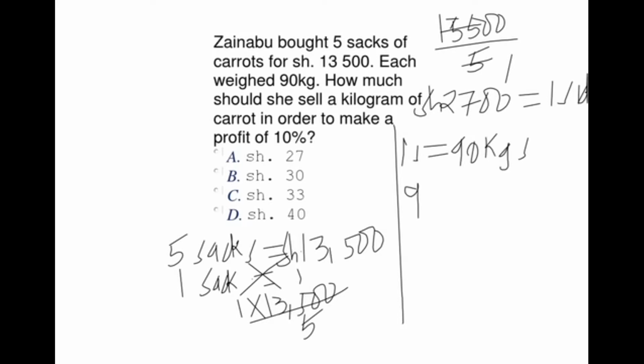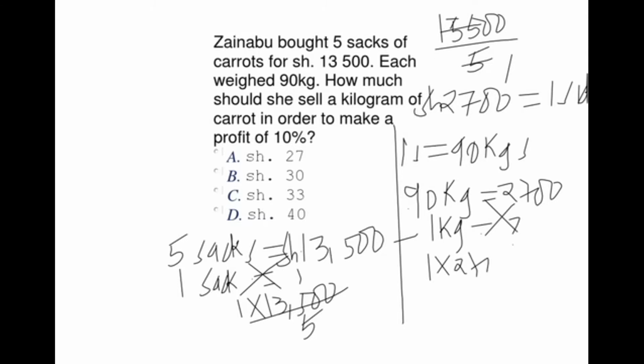So if 90 kgs equals to 2700, what about 1 kg will be costing how much? So we have 1 times 2700 divided by 90. This 0 and this 0 goes. We have by 9 is 1, 270 by 9 is that. So we have 1 kg of carrot equals to 30 shillings.